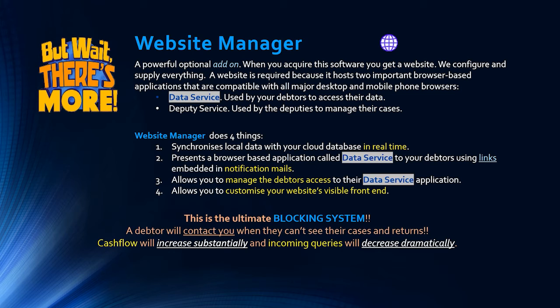There is no doubt that this is the ultimate blocking system. Why? Because a debtor will contact you when they can't see their returns, and you control that. This will result in a substantial increase in cash flow, and incoming queries will decrease dramatically. Ray will show you how the debtors get to use the Data Service application and what Data Service looks like.